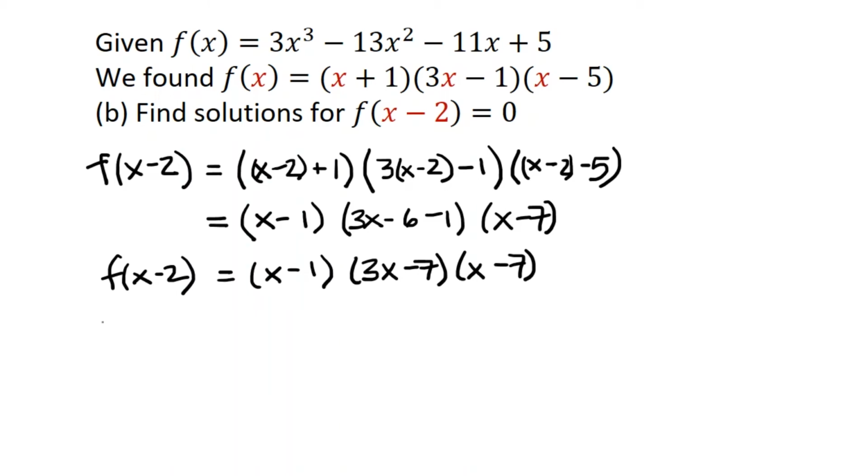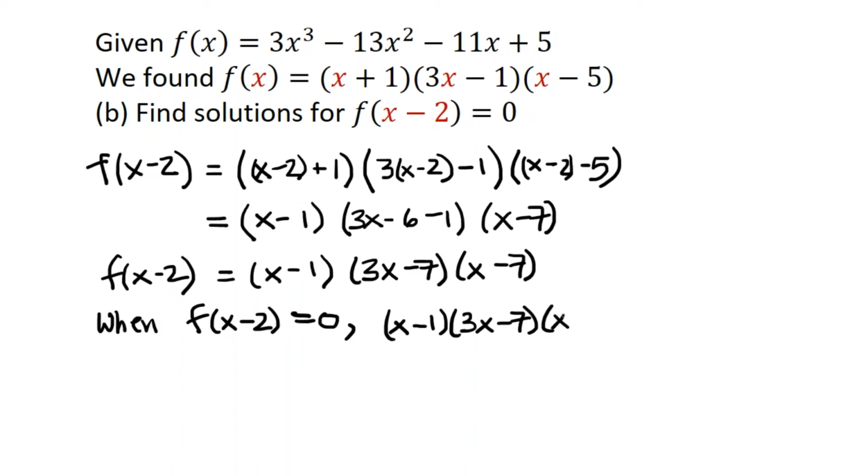So now it's going to be quite easy to solve for when f of x minus 2 equals 0. I know that's the same as x minus 1 multiplied by 3x minus 7 multiplied by x minus 7 equals 0. And of course, that's true when x equals 1, x equals 7/3, or x equals 7.